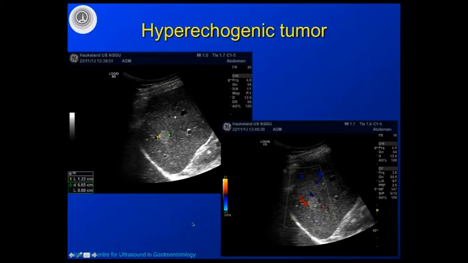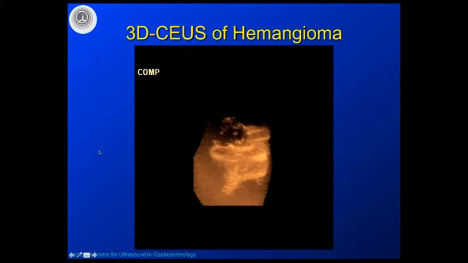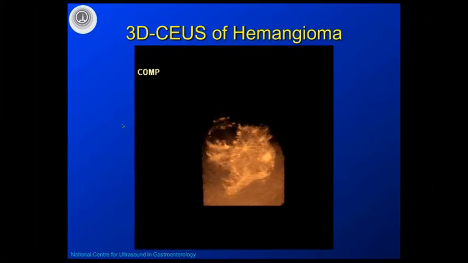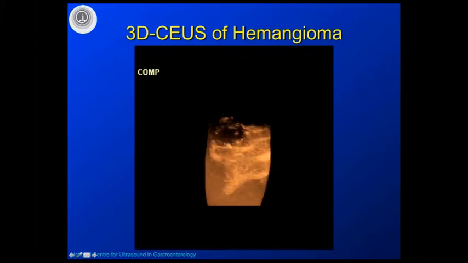This is yet another hyperechogenic tumor, and I also wanted to show you how 3D can actually extrapolate the findings. In this particular case, I had great difficulties observing the nodular appearance, but in 3D, the nodularity of the tumor was quite apparent, giving a much higher sensitivity in stating that this was a hemangioma indeed.